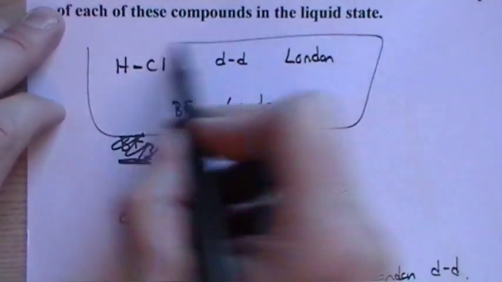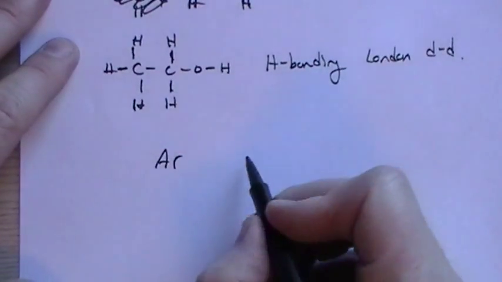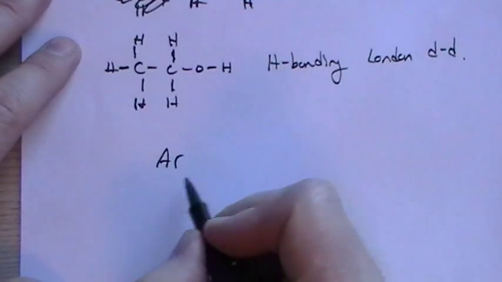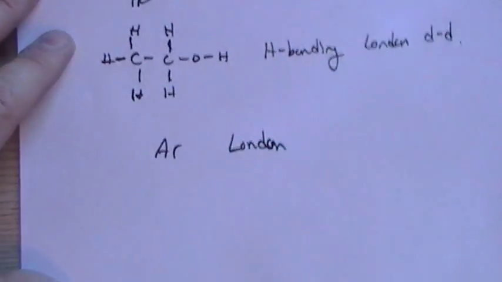And so I'd stick with these ones that you've done before, that you've been able to determine whether they're polar or not. And then argon doesn't have any hydrogens, no hydrogen bonding. It doesn't have any dipole because there's only one atom, but it definitely has London forces. Has that instantaneous dipole.